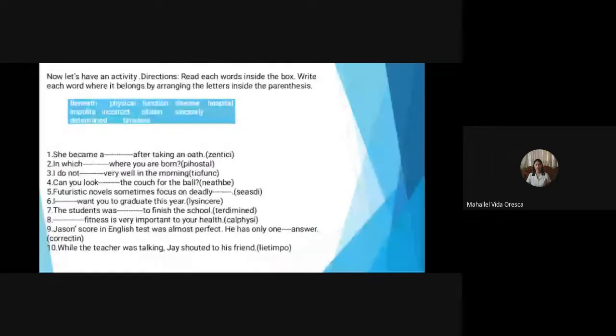Okay, now let's have an activity. Direction. Read each word inside the box. Write each word where it belongs by arranging the letters inside the parentheses. Okay, class, I give you 3 minutes for this activity. Just let me know if you're done. Okay, job well done.